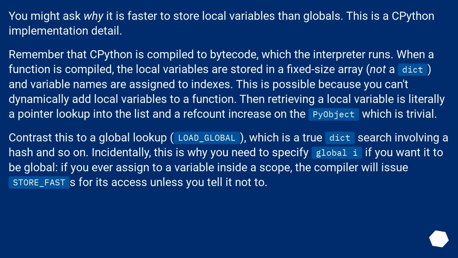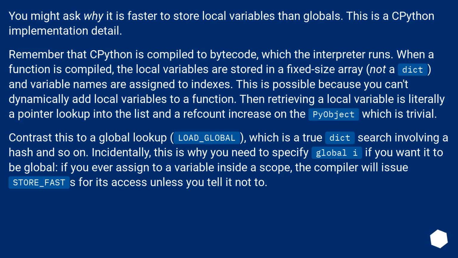You might ask why it is faster to store local variables than globals. This is a Python implementation detail. Remember that Python is compiled to bytecode, which the interpreter runs. When a function is compiled, the local variables are stored in a fixed size array, not a dict, and variable names are assigned to indexes. This is possible because you can't dynamically add local variables to a function.